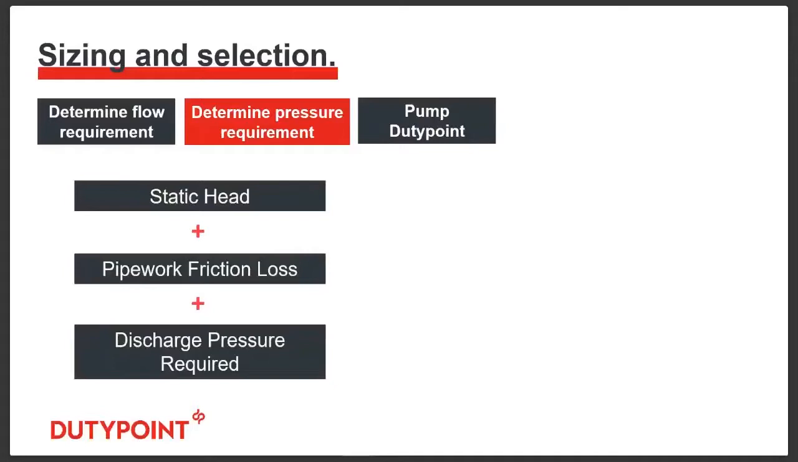The third component of our pressure calculation is the actual required discharge pressure. So that is how much pressure do I want coming out of my showers, taps, etc. at the other end. Once we've dealt with the static head, the height difference, and once we've dealt with the actual friction loss, how much do I want to end up with at the customer side?